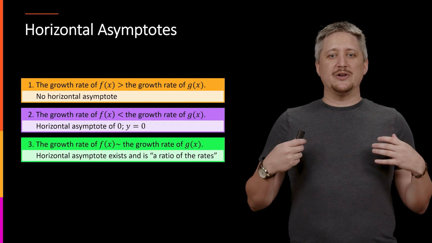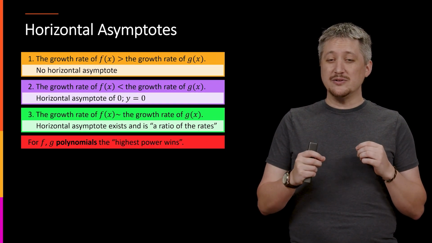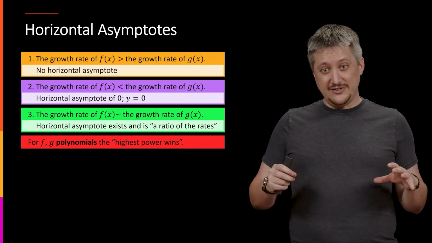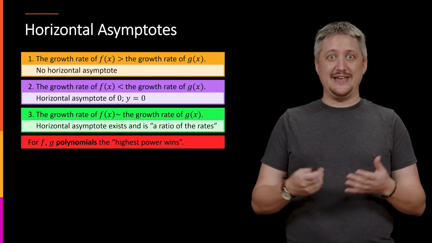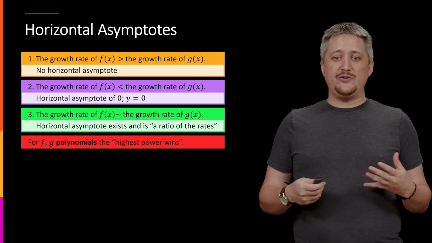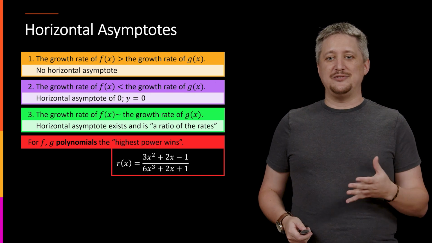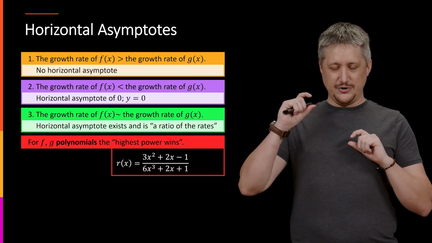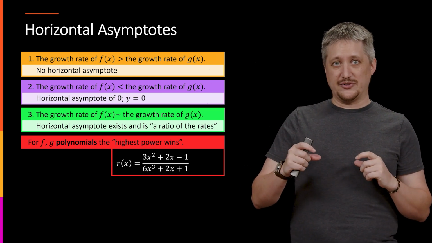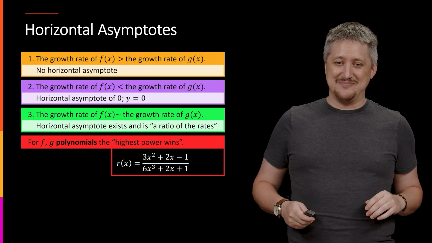But when it comes to specifically where the top and bottom are polynomials, it's much easier because you have this nice little trick: wherever the highest power is, that thing wins. So if you have something like 3x squared plus 2x minus 1 over 6x cubed plus 2x plus 1, the degree of the top is 2. The degree of the bottom is 3. 3 is bigger than 2. I know, crazy. So the bottom wins.